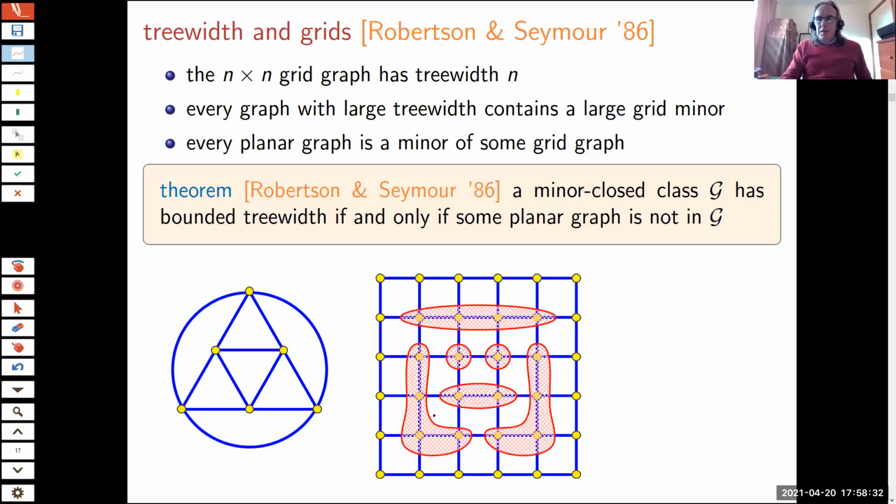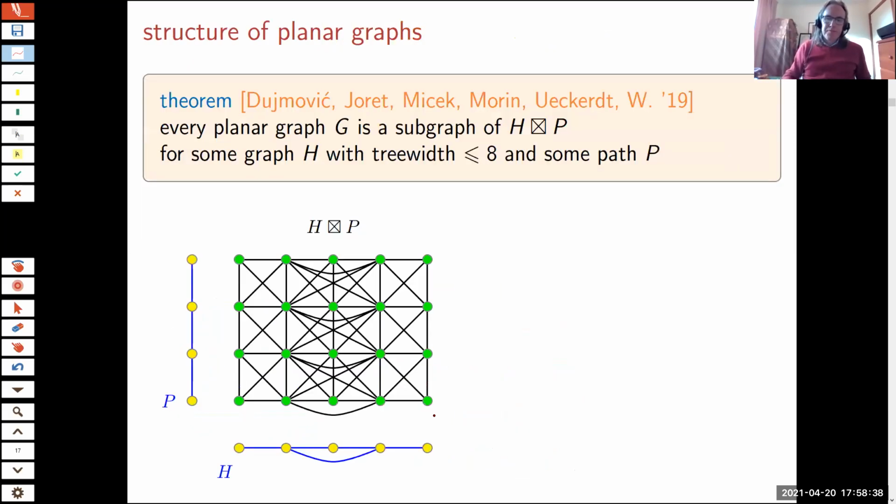Okay, so now let's jump to the main theorem of the talk. This is our product structure theorem for planar graphs. It says that every planar graph G is a subgraph of H times P, where H is some graph with tree width at most 8 and P is a path. So take a moment to digest this.